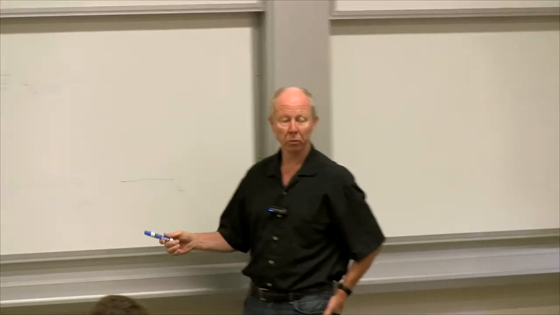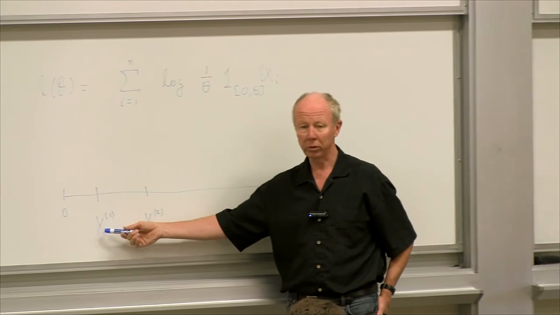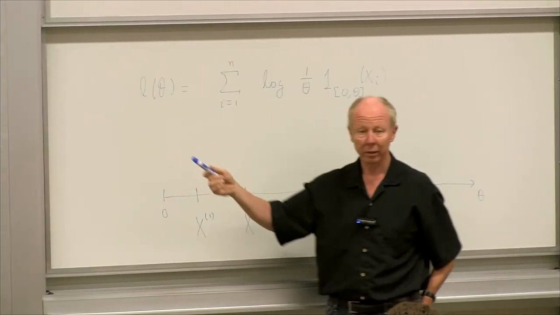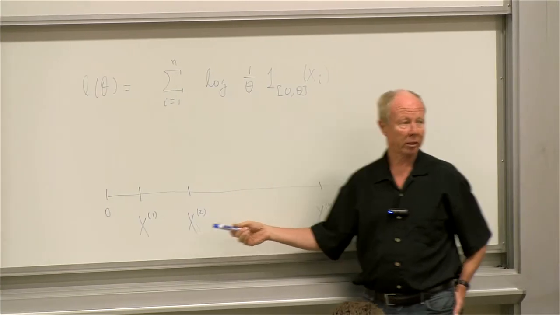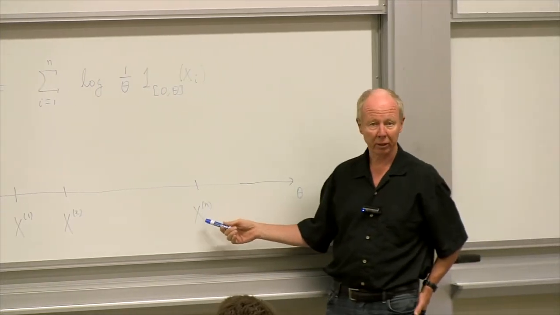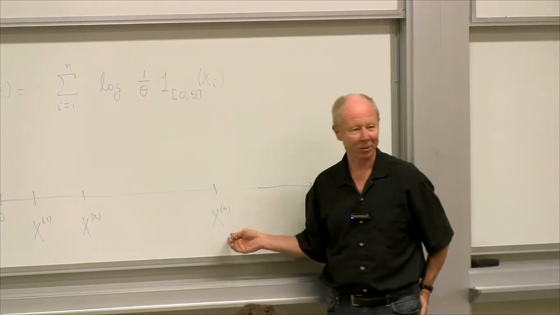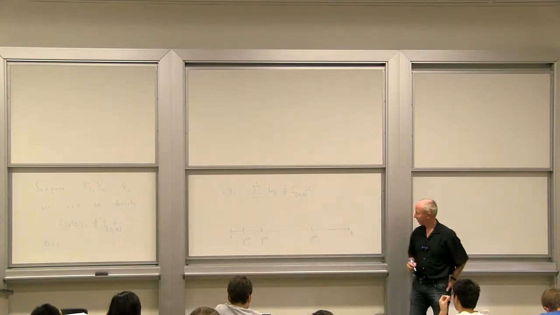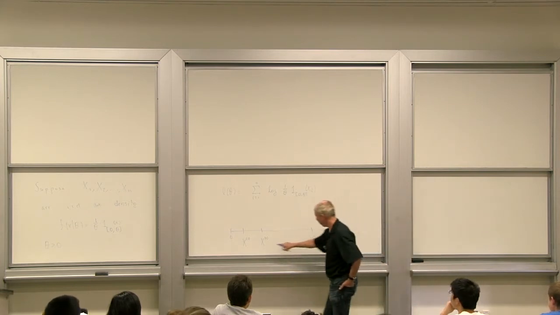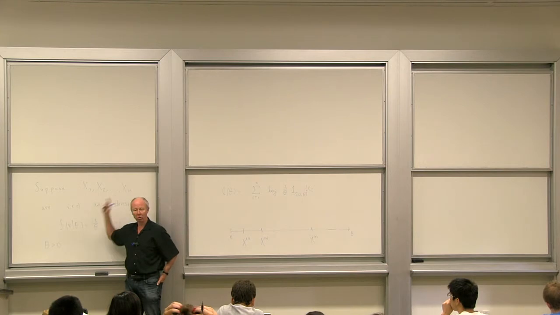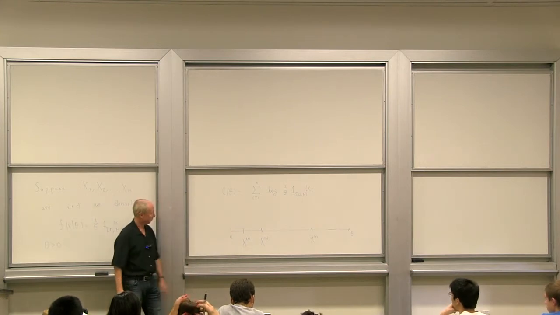So x superscript parenthesis 1 was the smallest of the random variables x1 through xn. x2 is the next smallest. This thing is the largest, right? Okay. As you can see, this is the largest. So this set of points is the same as this one. It's just that if I reorder these and write them this way, that's what I get.